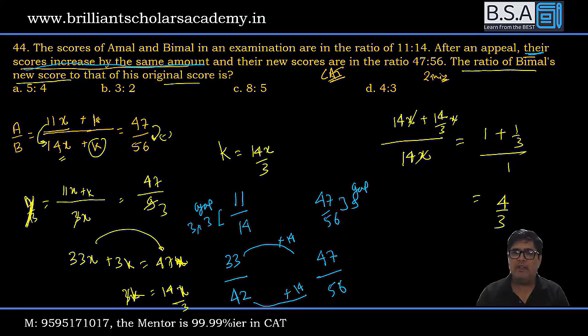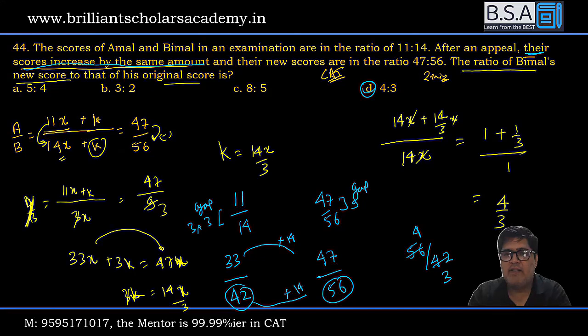So now this is the new score of Bimal. This is the old score of Bimal. So what is the old value upon the new value upon the old value? So can I cancel this as 14 into 4 and 14 into 3? So 4 by 3 is the answer.